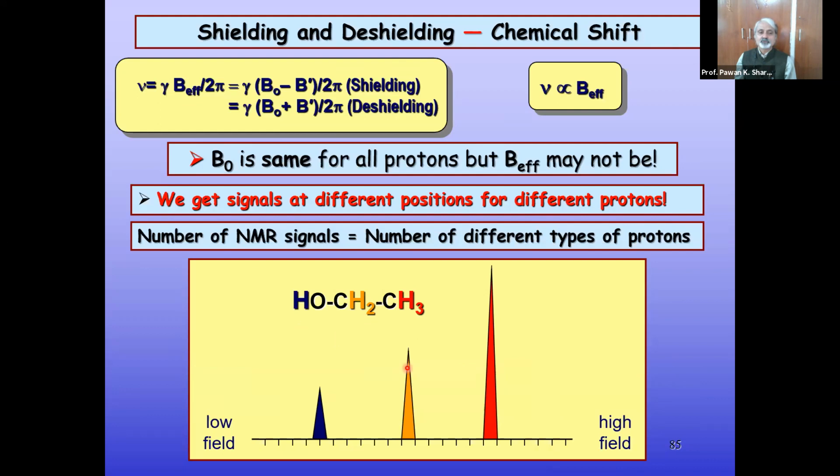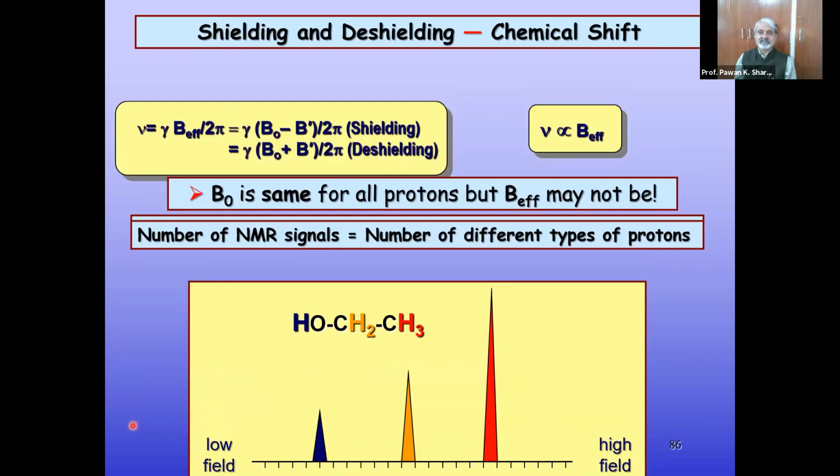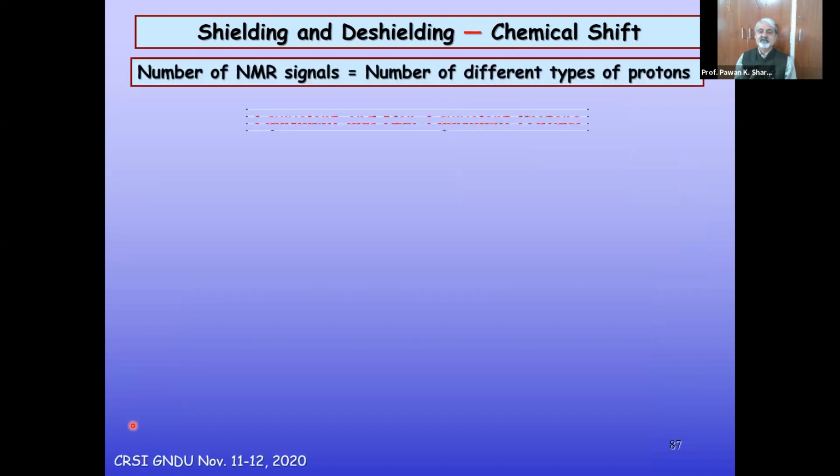So this is a cartoon showing that we get 1 signal for CH3, 1 signal for CH2, 1 signal for H, because the Larmor frequency of these CH3 protons would be different as compared to these 2 protons, as compared to this 1 proton. So we can say the number of NMR signals is equal to the number of different types of protons.